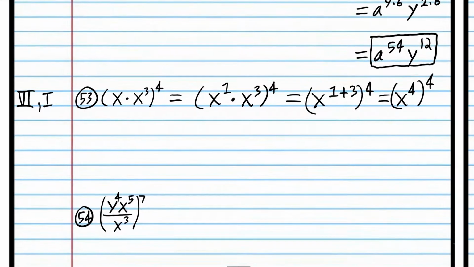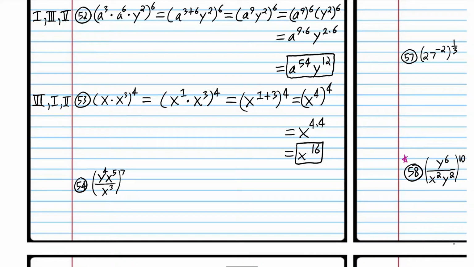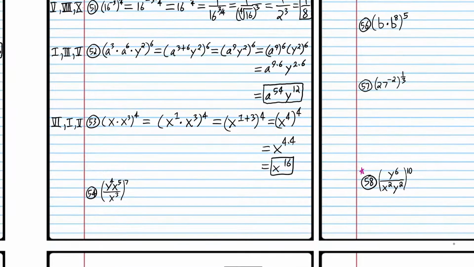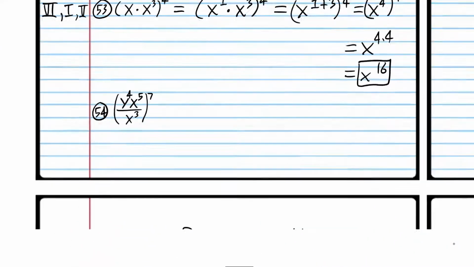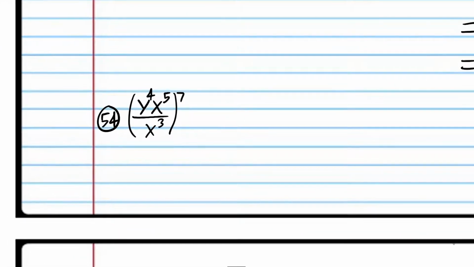But now we have a power raised to another power, so we have to use rule number 5. So that's going to be x to the 4 times 4, which is equal to x to the 16th power. So again, we're using 3 rules for each one of these problems. So let's try one more of these before you try one on your own.